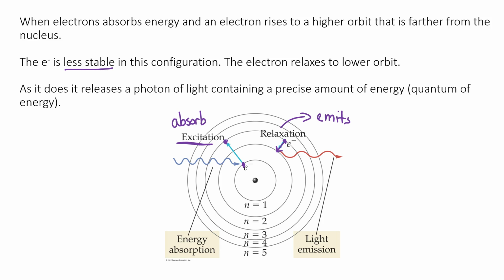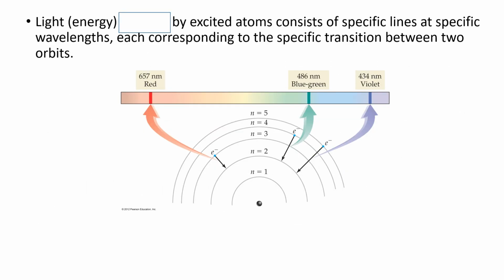All right. And so light energy emitted by excited atoms consists of specific lines at specific wavelengths corresponding to the specific transition between the two orbits. So as electrons become excited and then release the energy, they jump to different positions.